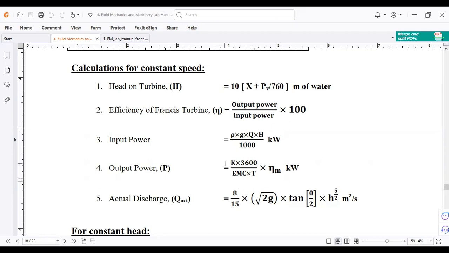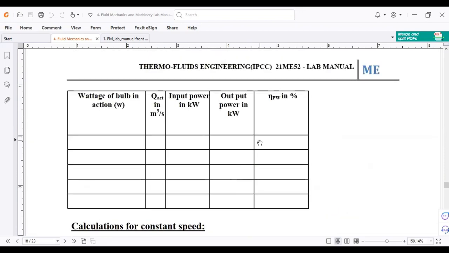You can take K equals 3 rotations or K equals 5 rotations of the energy meter disk, and how much time is taken should be noted down from the stopwatch. This is the equation, multiplied by the mechanical efficiency of the motor. Mechanical efficiency of the motor you can take as 70%. Output power can be obtained using this equation. Finally, the efficiency can be calculated as output by input.